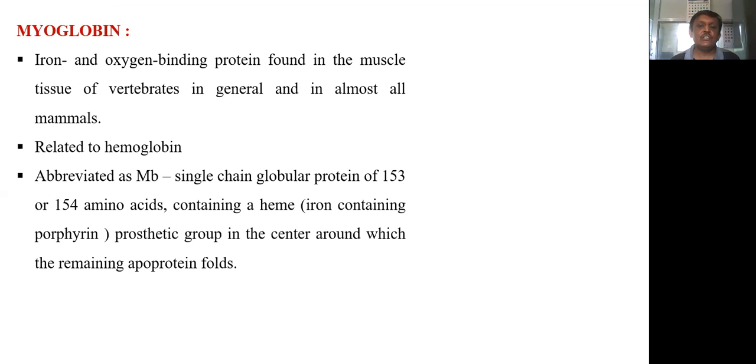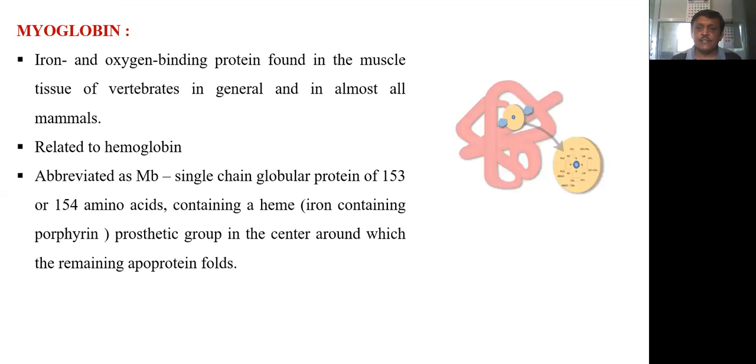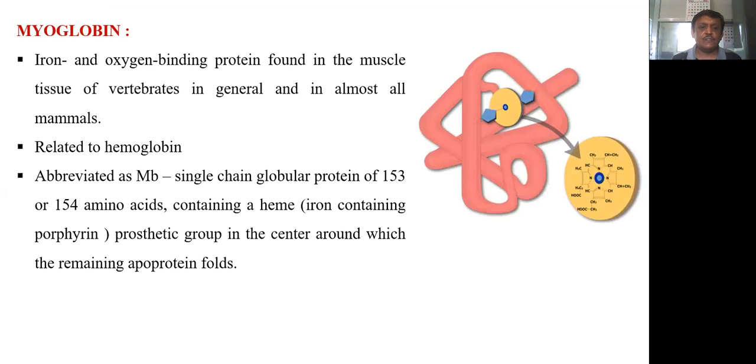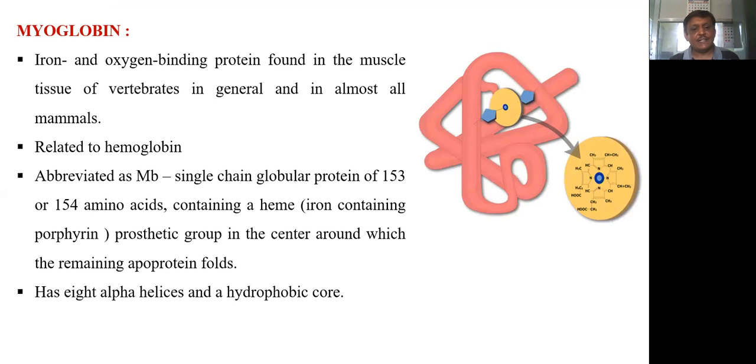It is a single chain globular protein having 153 to 154 amino acids, containing a heme, that means a prosthetic group, in the center around which the remaining apoprotein is folded. So you can see it in the structure here. This is the structure of myoglobin. It has 8 alpha helixes. Here these are 8 alpha helixes.